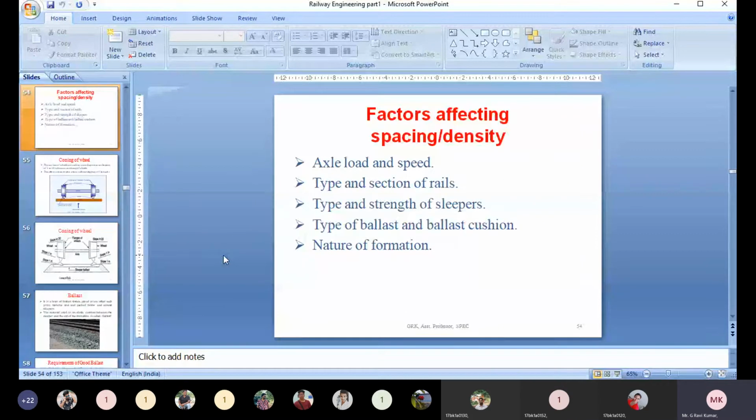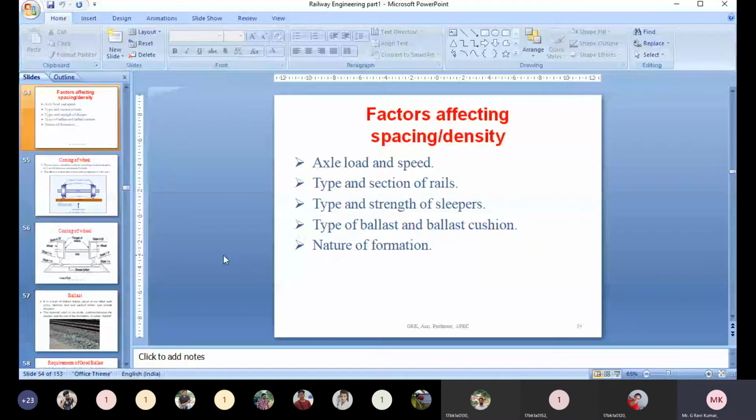Yesterday somebody asked a doubt, what is sleeper spacing. I told you that it means the horizontal distance between two successive sleepers within a railway track is called sleeper spacing. But somebody is asking that it should be taken as center to center distance. Yeah, that is the right one. The center to center distance between two sleepers within a railway track is called sleeper spacing. That is a right question, and also that is right.